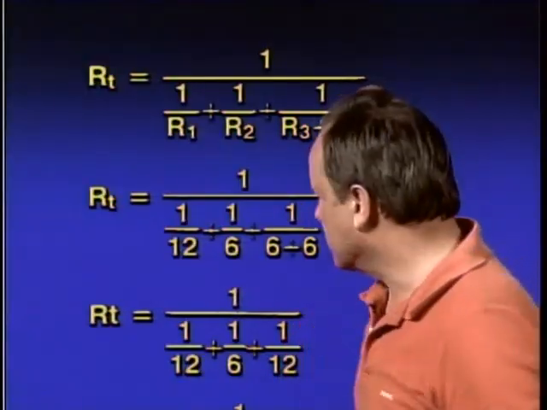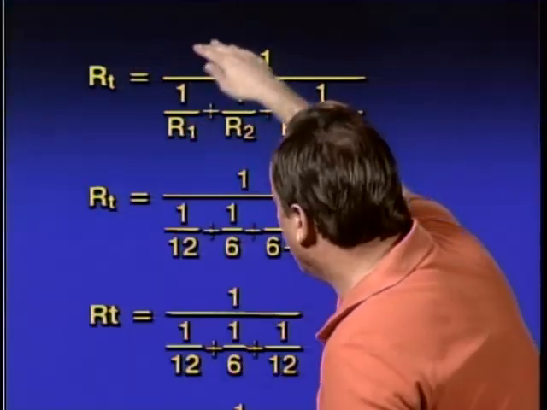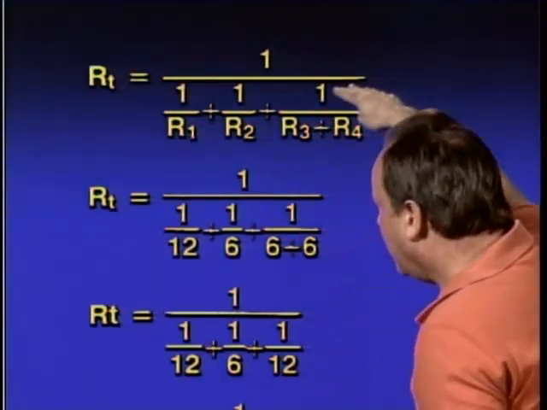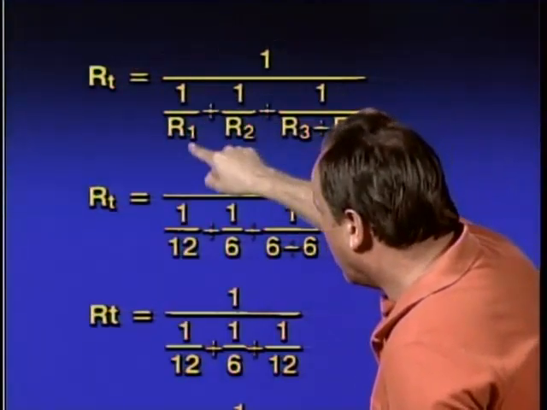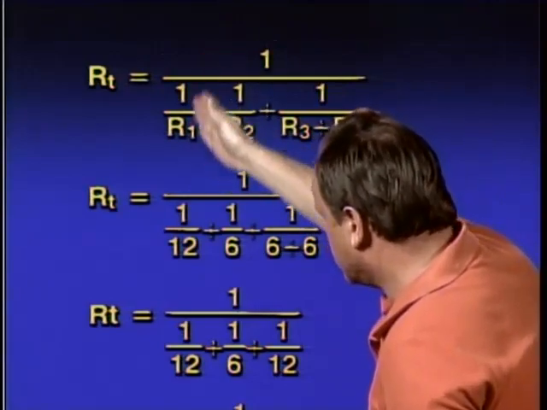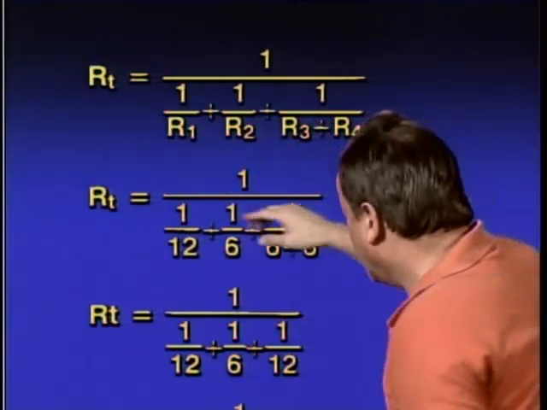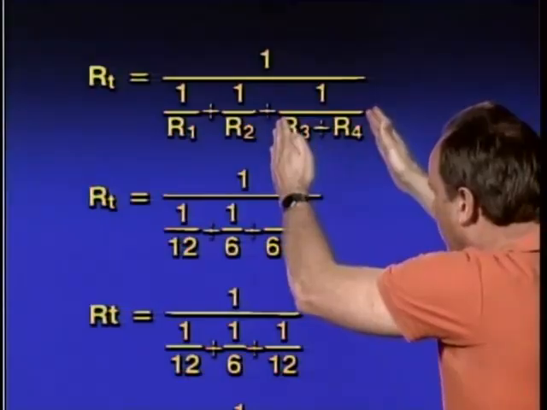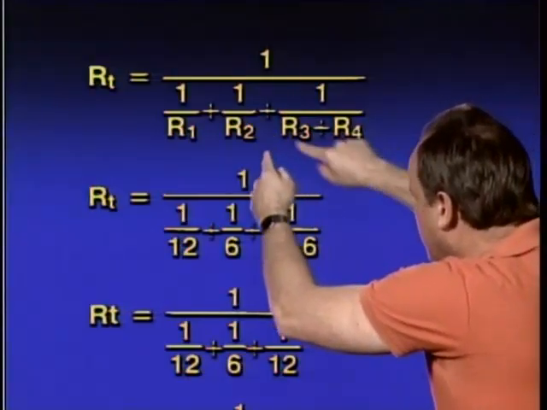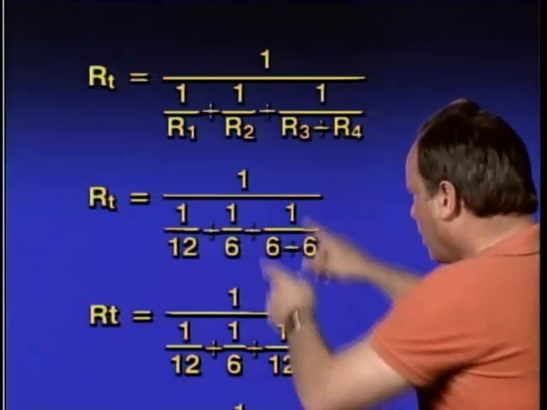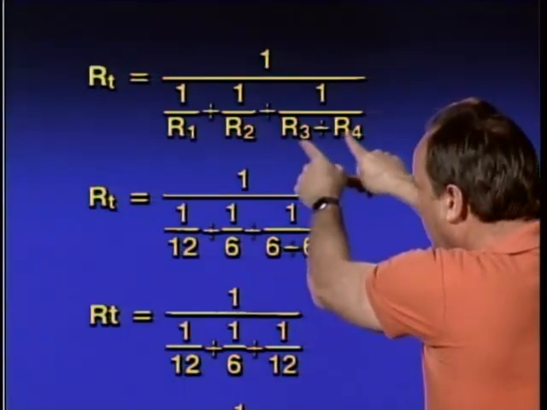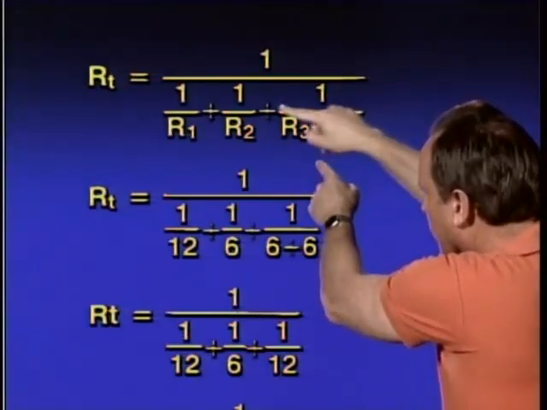It'll read total resistance. The total resistance is equal to 1 divided by, and it's 1 over R1 because R1 was one resistance path, 1 over R2 because R2 was another resistance path. And remember, R3 and R4 are in series. We'll treat them as one resistor. So all we have to do is add up the value of those two together, so it's 1 over R3 plus R4.